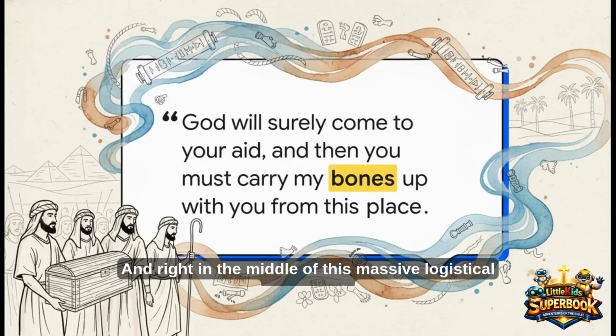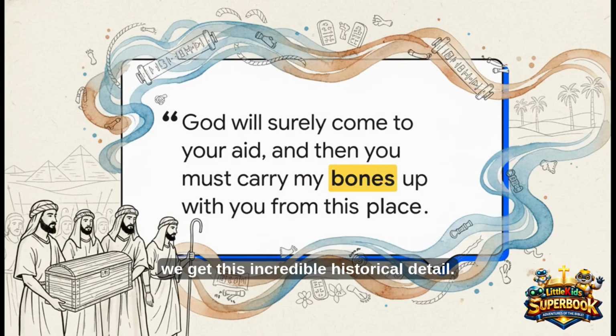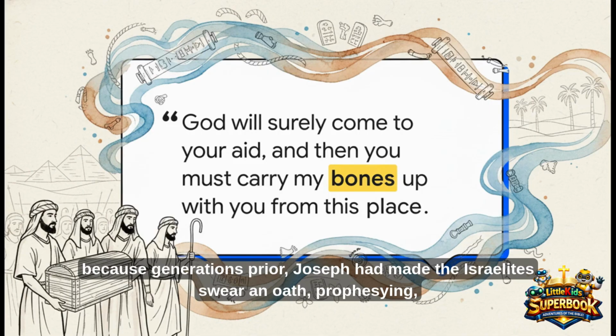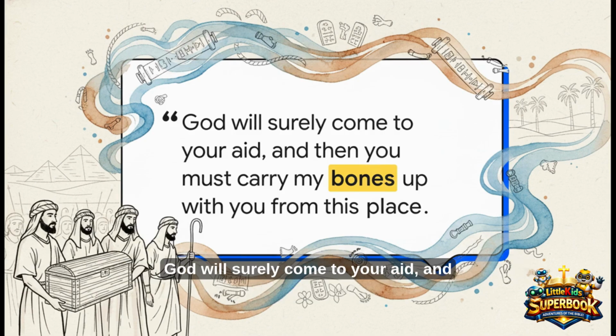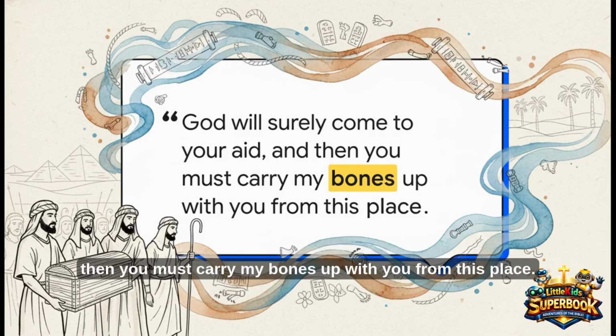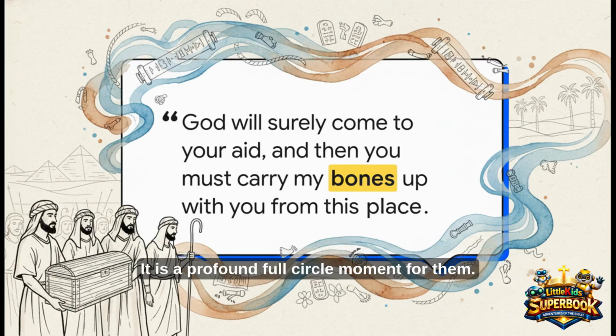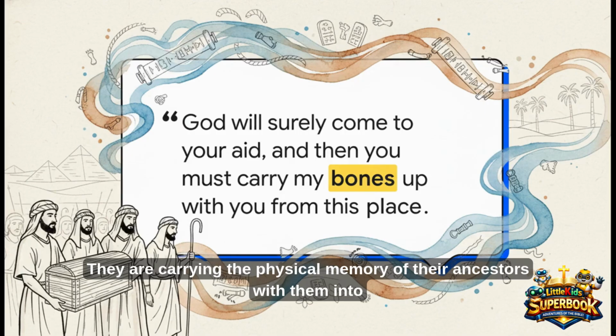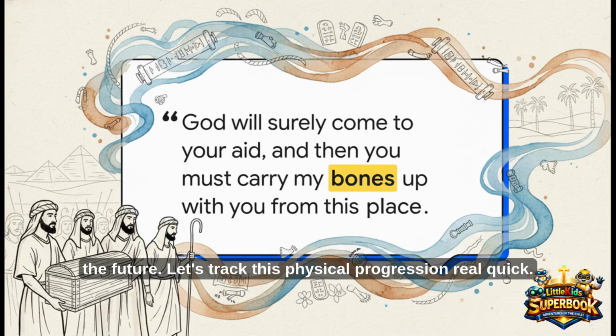And right in the middle of this massive logistical movement, we get this incredible historical detail. Moses actually takes the bones of Joseph with him. Why? Well, because generations prior, Joseph had made the Israelites swear an oath, prophesying, "God will surely come to your aid, and then you must carry my bones up with you from this place." It is a profound full circle moment for them. Even while in the middle of their chaotic physical escape, they are already practicing what we talked about in part 1. They are carrying the physical memory of their ancestors with them into the future.